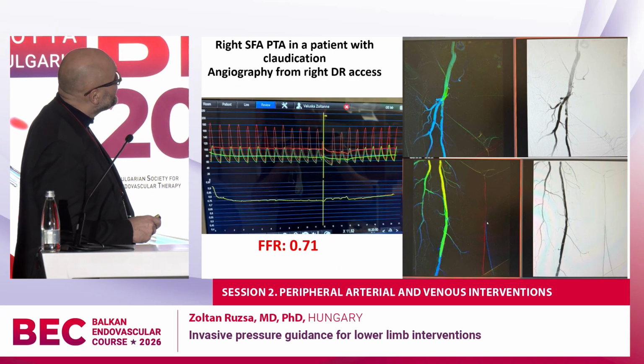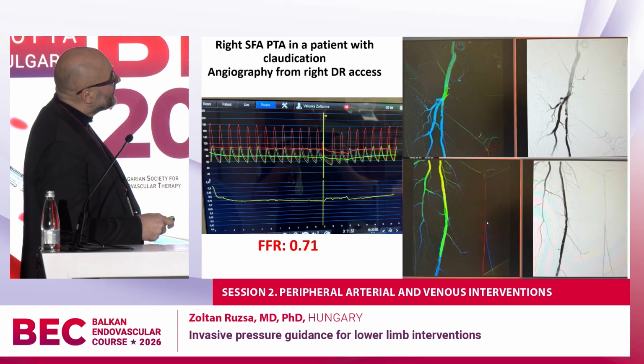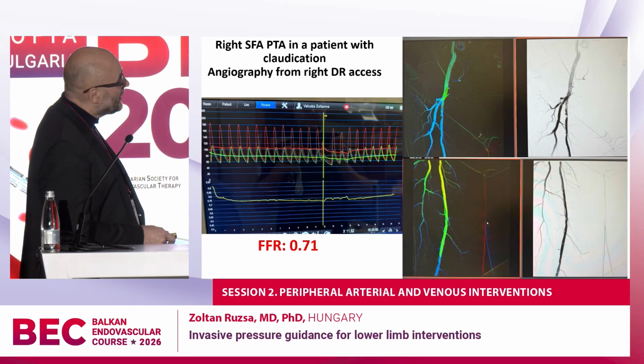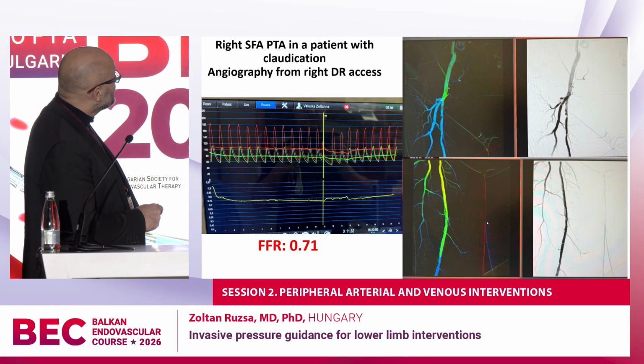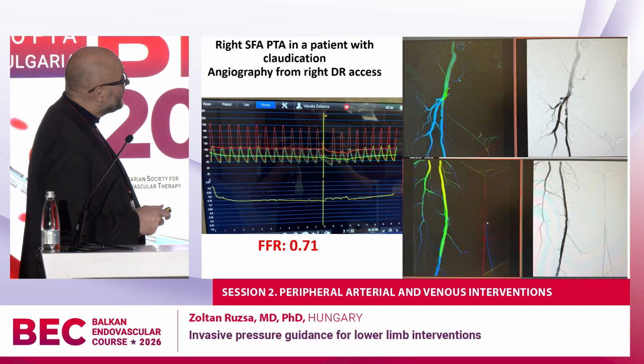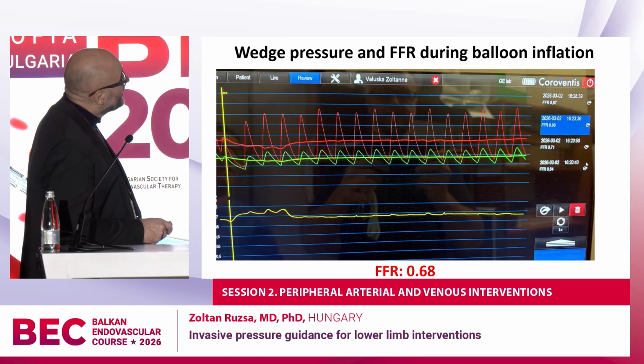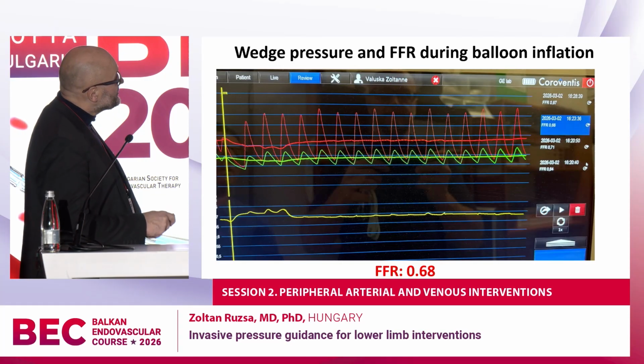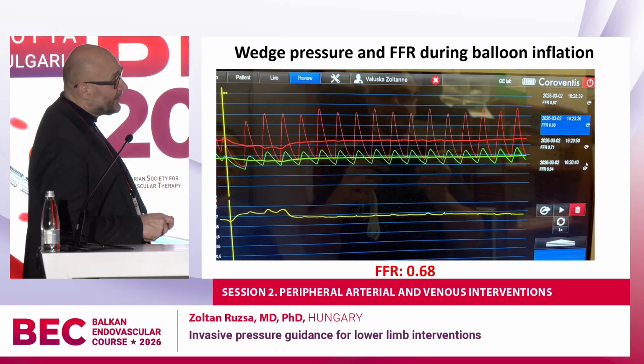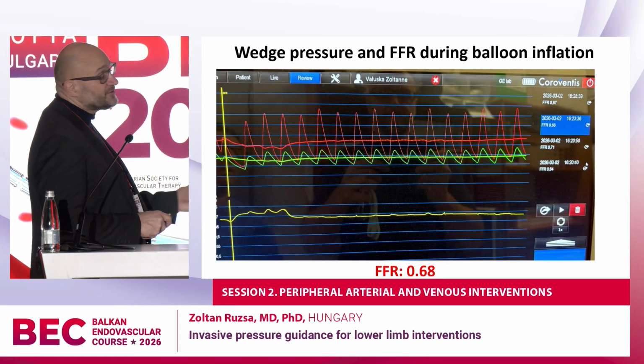This is a case from the study. We see that there were calcified nodules in the SFA, one nodule, another one, and here was the third one. This is the FFR, 0.71. We see the flow is not perfect also, so I dilated with the balloon. This is under balloon dilatation. It also shows the distal pressure. So this is the pressure that the profunda gives.